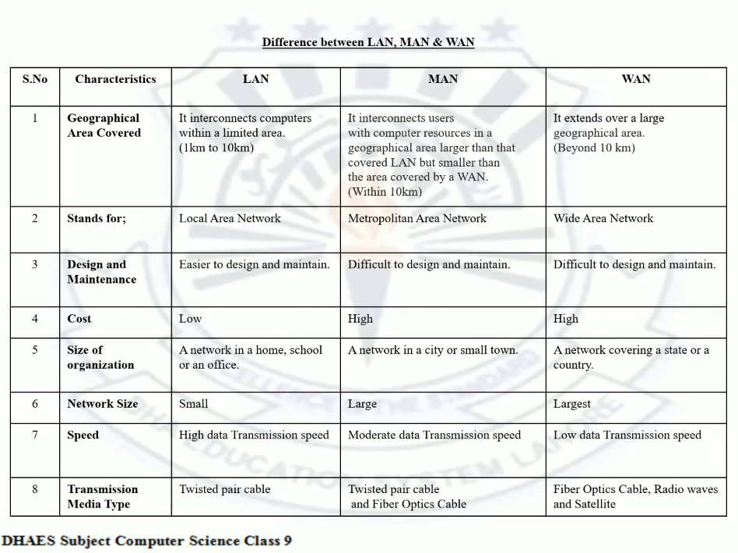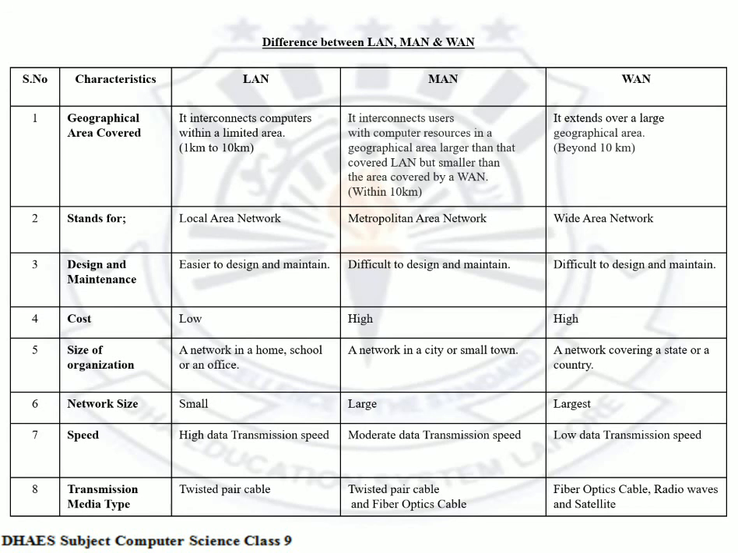Characteristic number 2 stands for LAN, local area network; MAN, metropolitan area network; WAN, wide area network. Characteristic number 3, design and maintenance. LAN, easier to design and maintain; MAN, difficult to design and maintain; WAN, difficult to design and maintain. Characteristic number 4, cost. LAN, low cost network; MAN, high cost network; WAN, high cost network. Characteristic number 5, size of organization. LAN, a network in a home, school, or an office; MAN, a network in a city or small town; WAN, a network covering a state or a country.